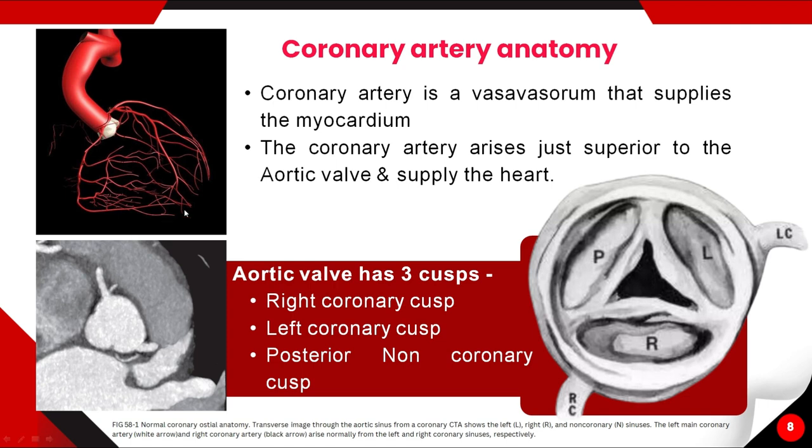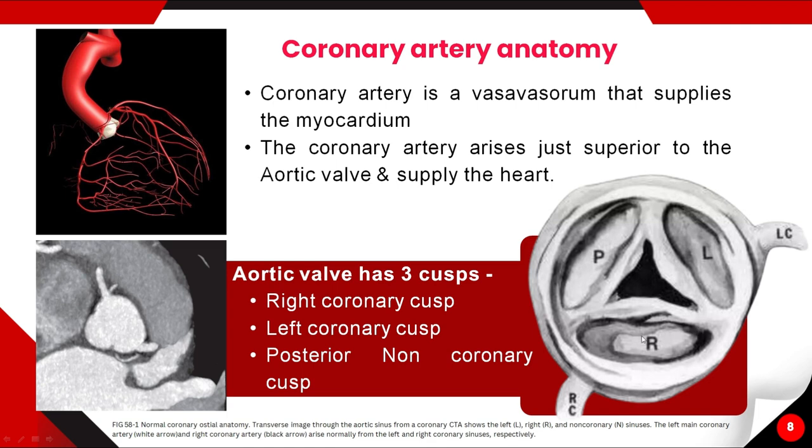Coronary artery is a vasa vasorum that supplies the myocardium, and the coronary artery arises just superior to the aortic valve and which supplies the heart. We can see this image showing aortic valve with its cusps.